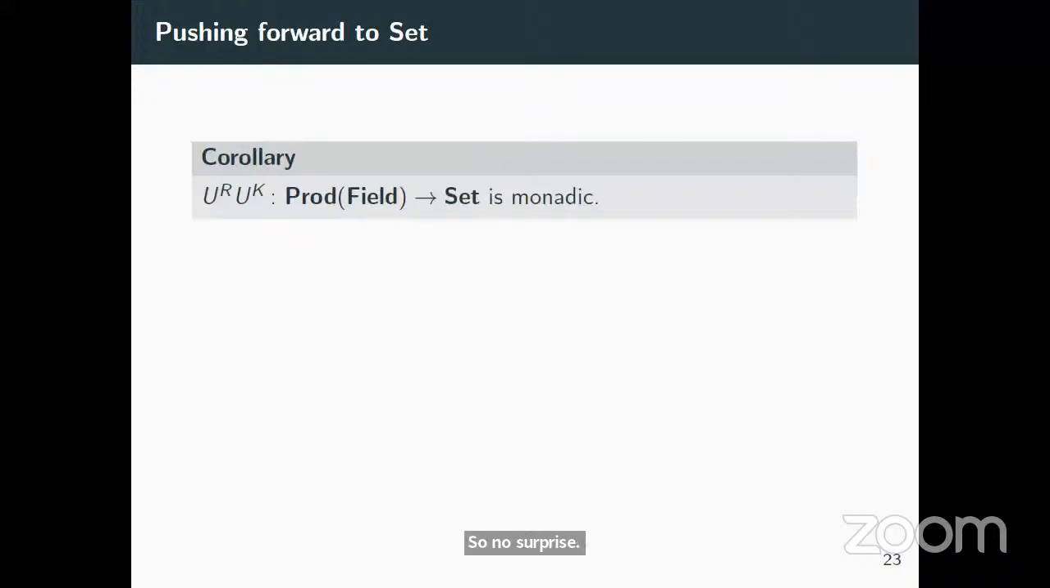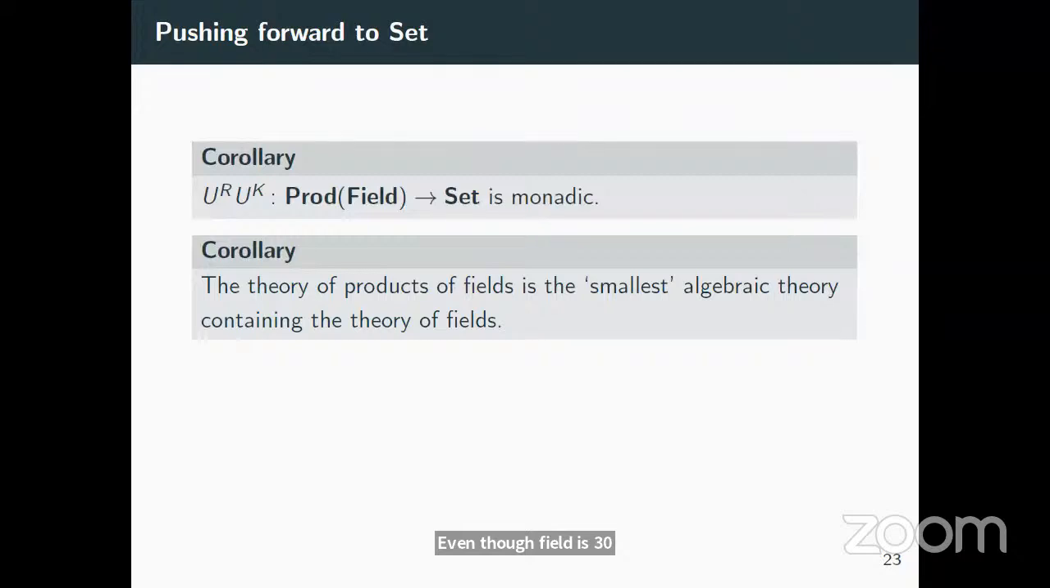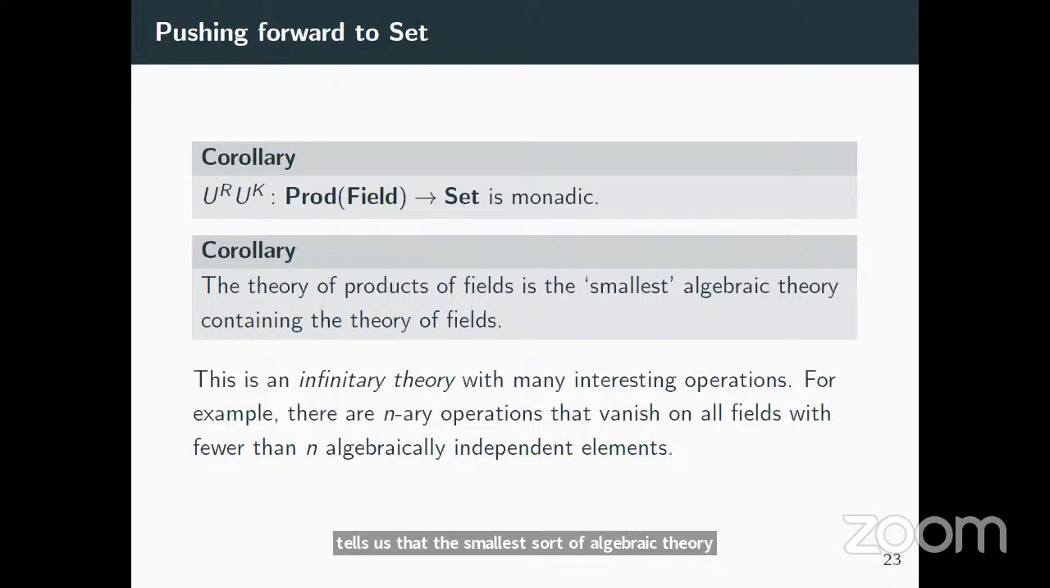That functor is actually monadic by the crude monadicity theorem. And we get this very surprising fact that the free product completion of the category of fields is monadic over set, even though field is clearly not. And as I was hinting, this tells us that the smallest algebraic theory containing the theory of fields is the theory of products. And just to end here, some remarks about this theory.